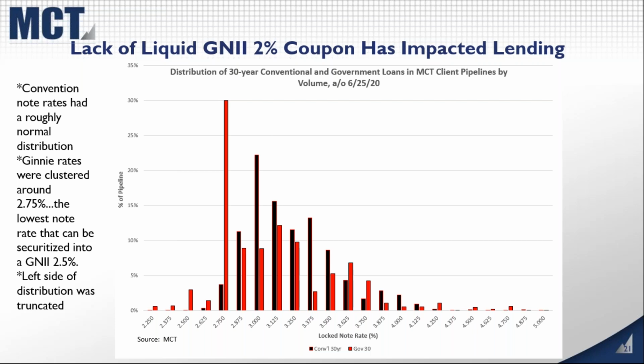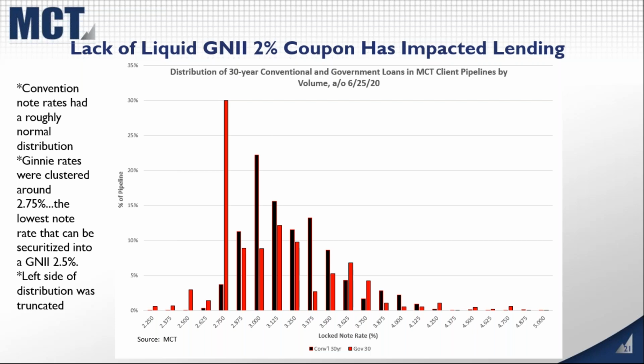In Ginnies, that accounts for the 6 basis points of guarantee fee, as well as the 19 basis point minimum of servicing. So that means that for the Ginnie 2.5, the lowest note rate that can go into a Ginnie 2.5 would be 2 3/4. Versus with the trading of a liquid Fannie 2, now basically a 2 1/4 can go into the liquid coupon. So what that's done is it's really changed the distribution of note rates that lenders are locking.